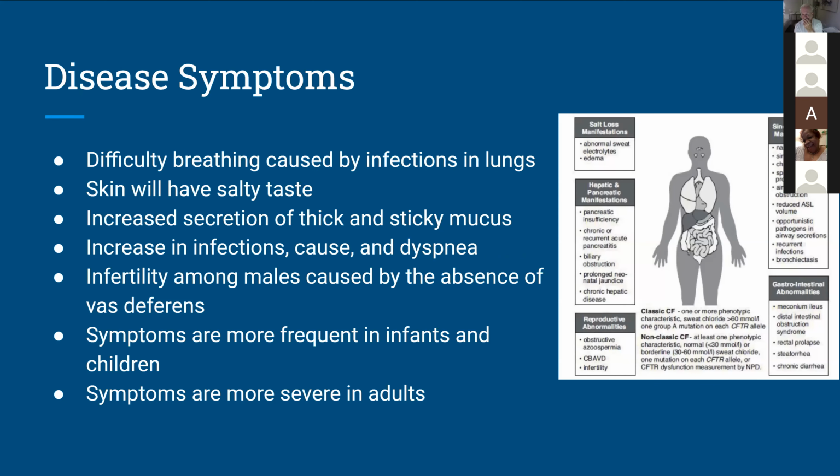Next. Some symptoms of the mutation can be difficulty breathing caused by infections in the lungs, salty taste of the skin, increased secretion of thick and sticky mucus, and an increase in infections causing dyspnea. Among males, it causes infertility, which is because of the absence of vas deferens. These symptoms are more common in infants and children, but they're more severe in adults.